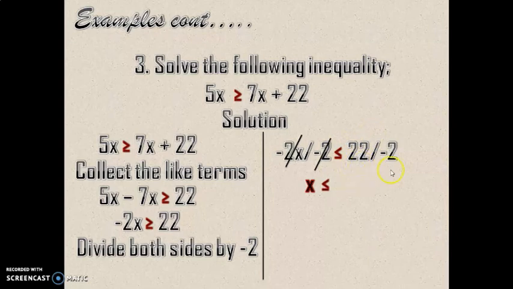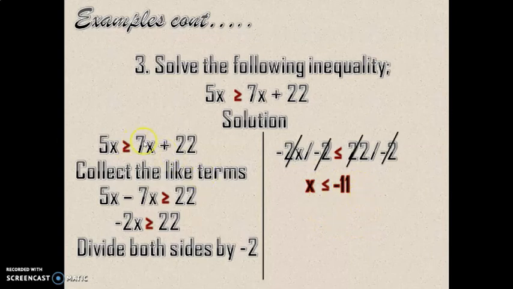So x is less or equal to, if you divide 22 by, beg your pardon, if you divide 22 by minus 2, you are going to have minus 11. So 22 divided by minus 2 will give us minus 11. So we have our minus 11 here. So our answer is x less or equal to minus 11.